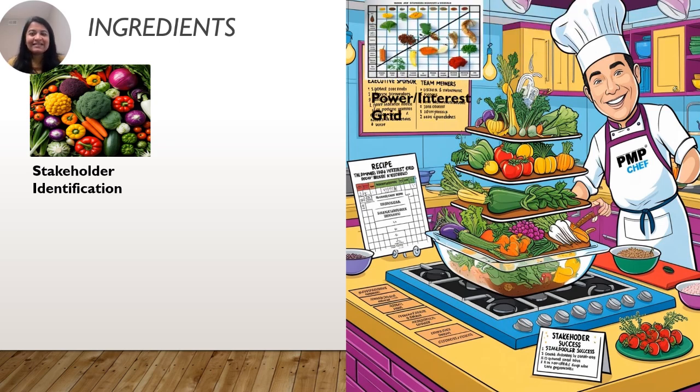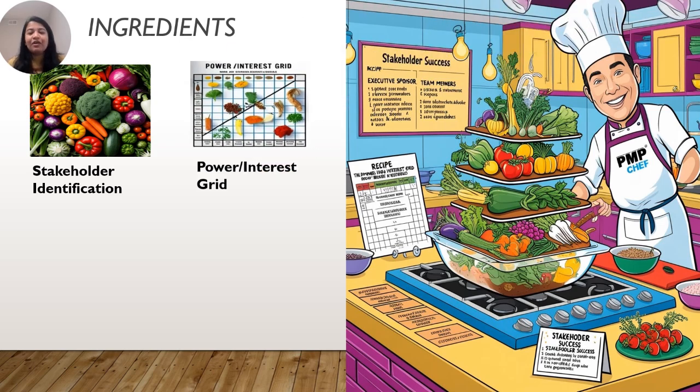Next comes the seasoning chart, or we can consider this as a power or interest grid. It explains how we need to treat each of the stakeholders, like people who will have high interest or high power, or low interest or low power, so that we treat each of those ingredients, or the stakeholders, appropriately.